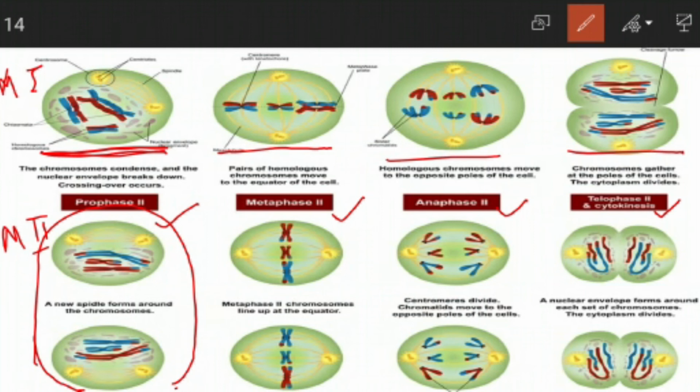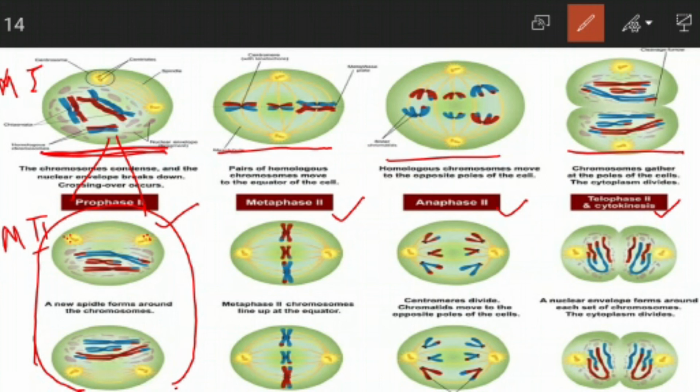What happens in prophase 2? From one cell, two cells are formed. In both the cells, the chromatin network gets condensed. The centrosome starts migrating towards the opposite pole. Chromosomes appear long and thin here. And the nuclear membrane and nucleolus start disappearing. Same as the prophase of mitosis.